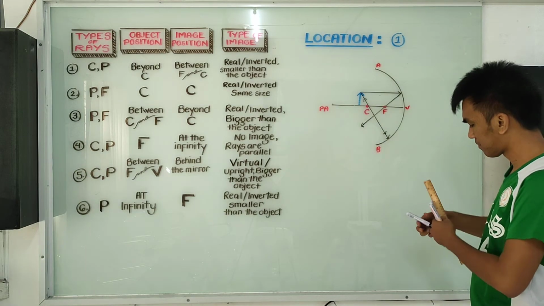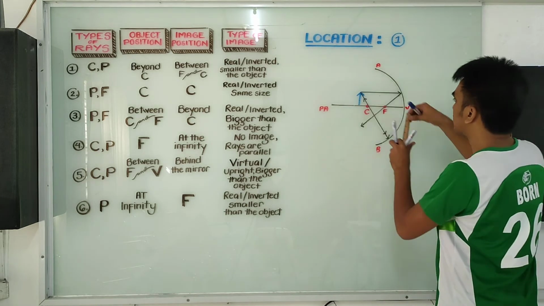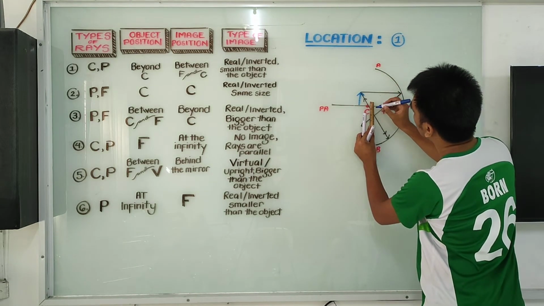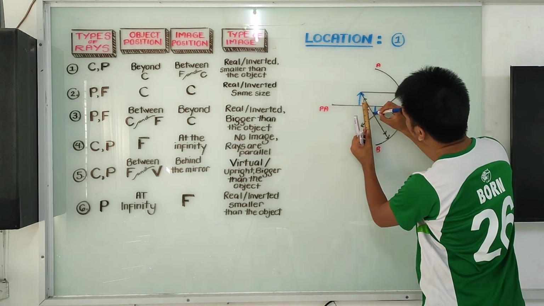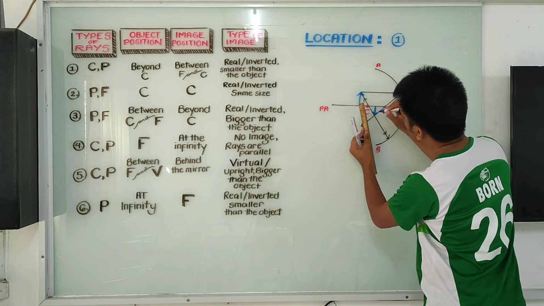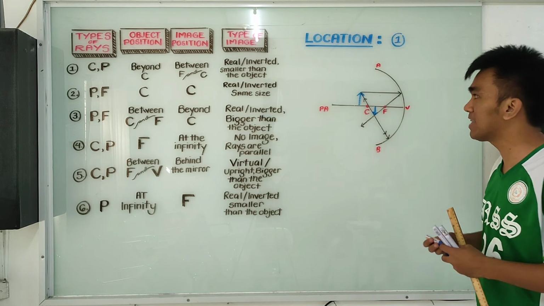So we are going to illustrate an arrow that points downward. So the image is formed here, where the lines intersect.